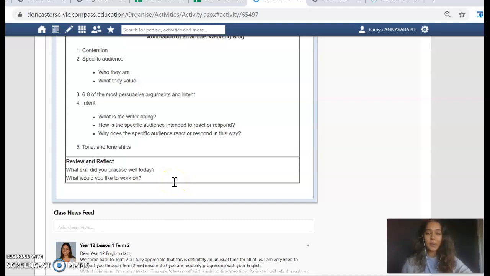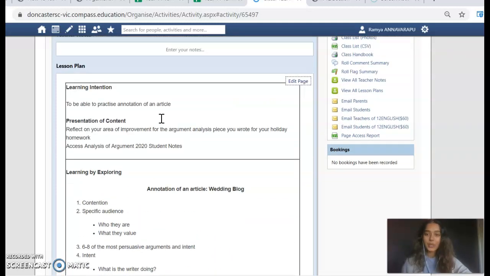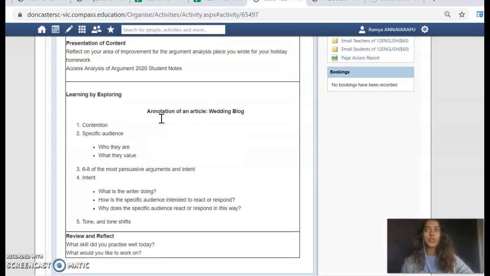Hey, year 12s. I'm hoping that this week, before we go back to school next week, we can do quite a bit of practice on annotating an article. Our next unit is analyzing and presenting argument. So our essential task is we're going to be analyzing how an article is persuasive and how it is convincing the audience. What that requires is a lot of practice, and that's what I hope to do this week. We're just going to be practicing annotating an article.